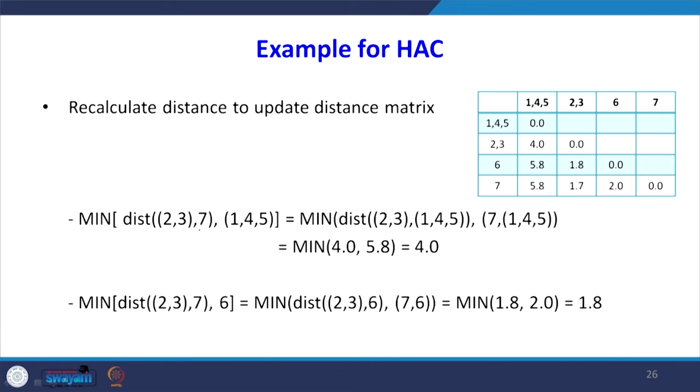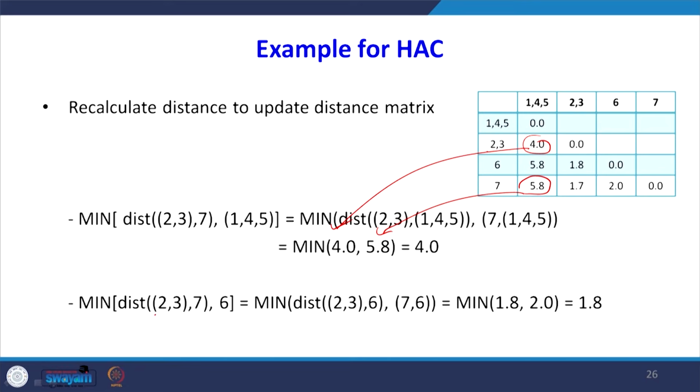So the distance between this cluster versus 1, 4, 5, this is another cluster. So what are we going to do? 2, 3 versus 1, 4, 5, and 7 versus 1, 4, 5. The distance between 2, 3 and 1, 4, 5 is 1.45, this distance has come here. Second one, the distance between 7 and 1, 4, 5 is 5.8. So this distance has come here. Out of this, the minimum is 4.